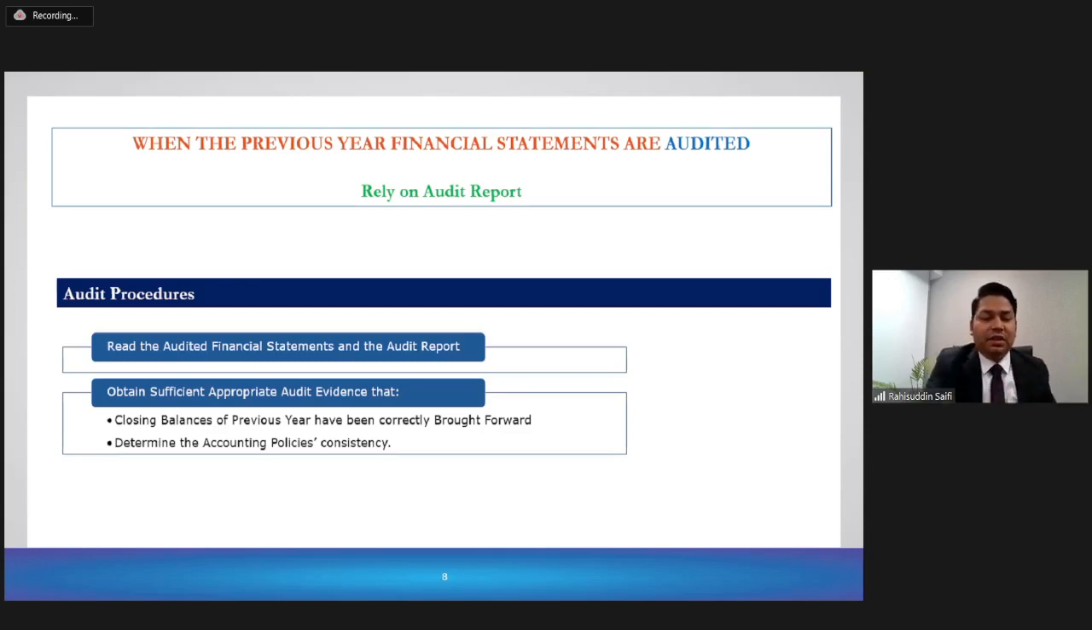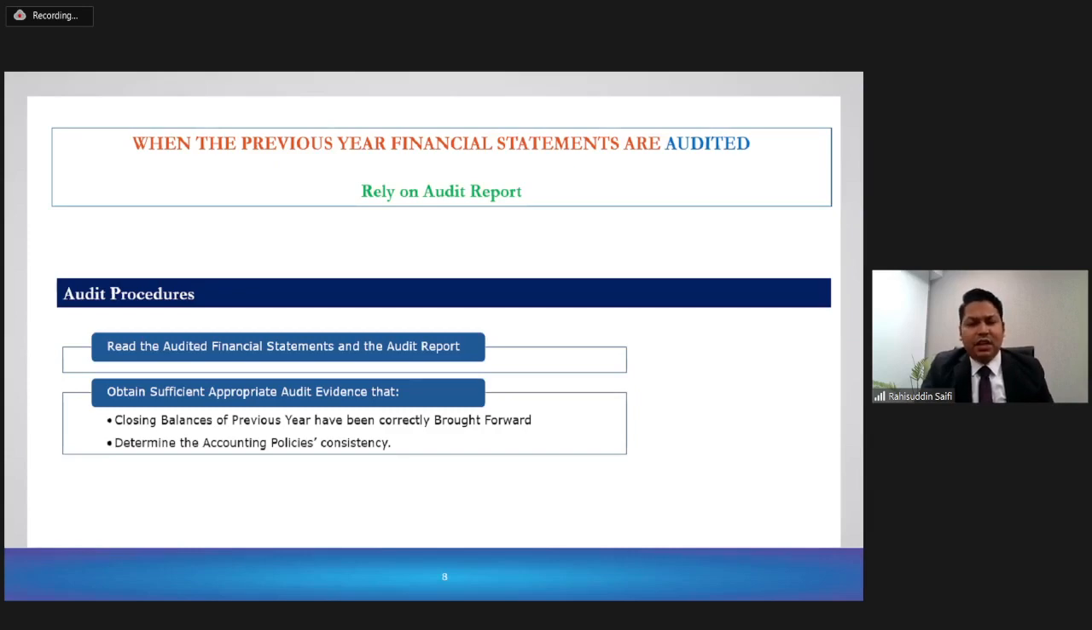Similarly, we need to see, based on the audited financial statements of the previous year, whether there is an additional disclosure or some information given in the financial statements which confirms the closing figures that are coming as opening balances. And the second is we need to obtain sufficient appropriate audit evidence that the closing balances of the previous year have been correctly brought forward in the current year, and determine whether the accounting policies are consistently followed by the company or whether there is any change. If there is any change, then that change needs to be accounted for during the year, and the disclosure needs to be given for the accounting policy.